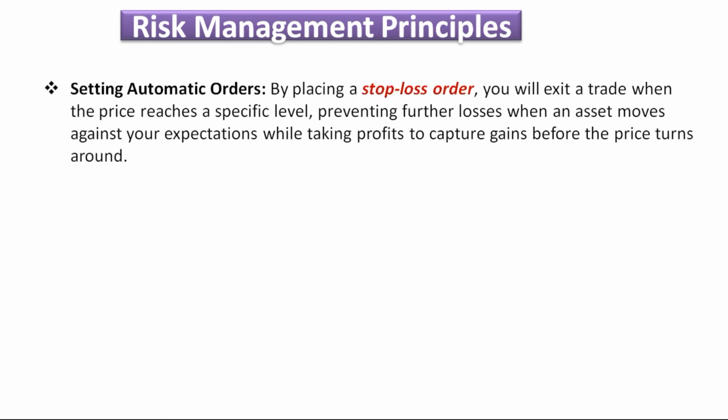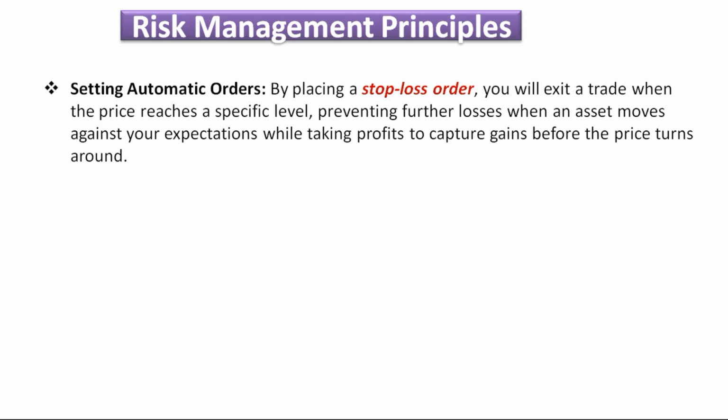What are the principles we adopt when it comes to risk management? Now, the first is setting automatic orders. That is what we just discussed. By setting automatic orders, what we are doing is placing a stop loss order. You will exit a trade when price reaches a specific level, preventing further losses when an asset moves against your expectation, while taking profits to capture gains before the price turns around. So this is very important, guys.